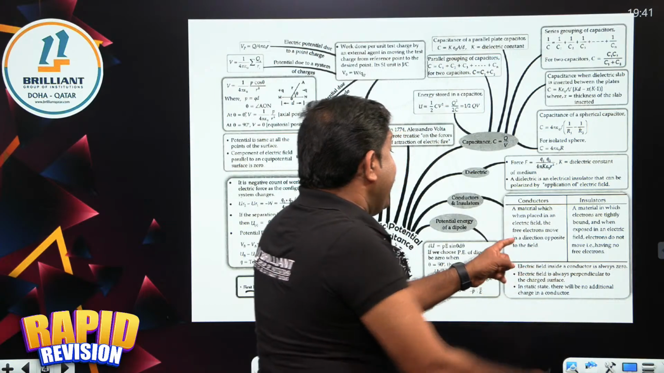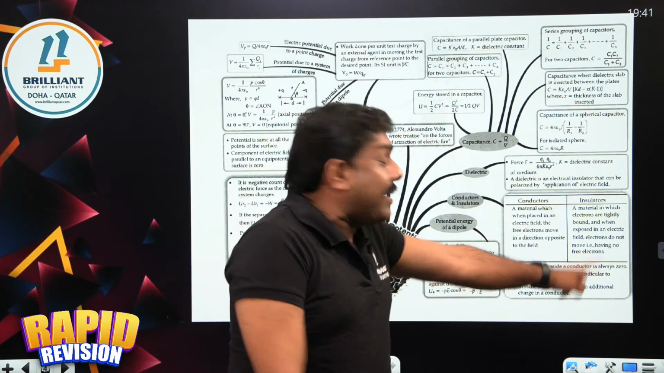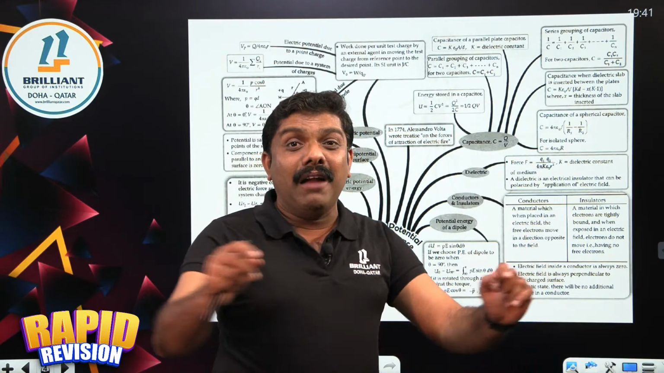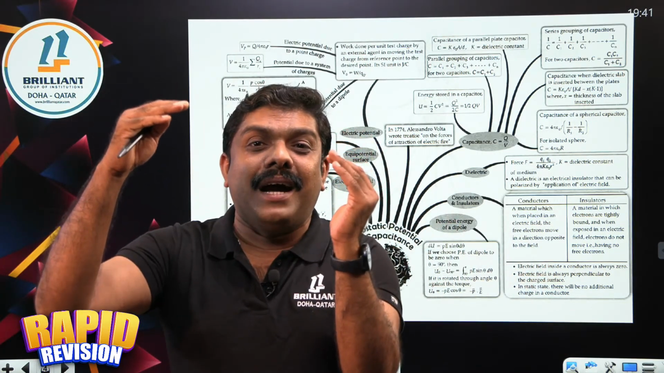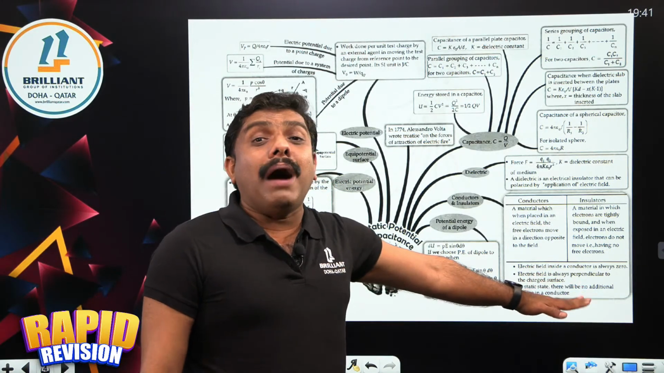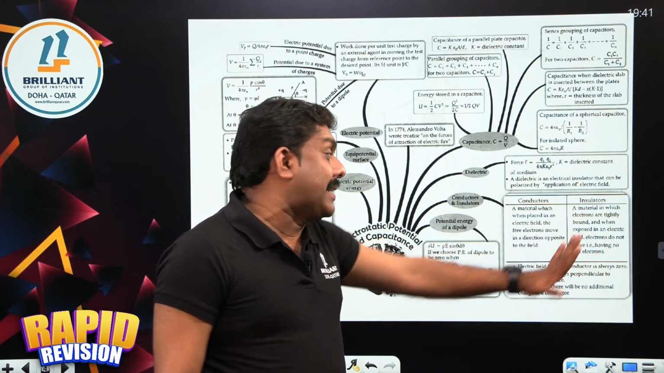It is there correctly. Electric field inside a conductor is always 0, and electric field is always perpendicular to the surface of a conductor. In static condition, there is no additional charge inside the conductor.